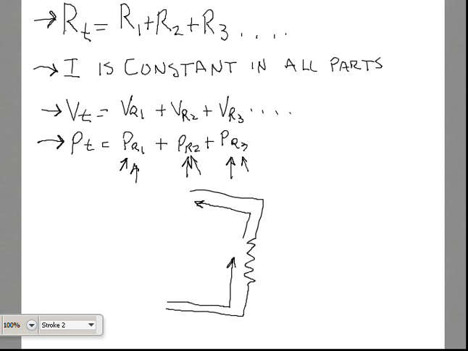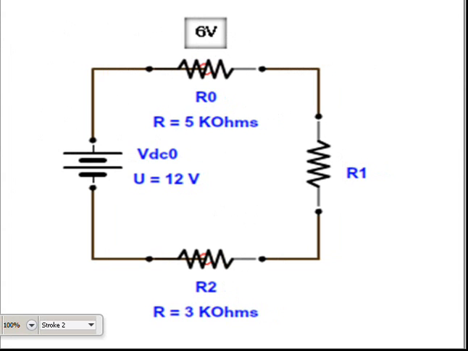Now let's take a look at one that has an unknown value. As you see, we have a series circuit. It's got a single path for current to flow. There are no side paths, no alternate paths, because current will take the path of least resistance, but there's only one path here, so it's definitely a series circuit.